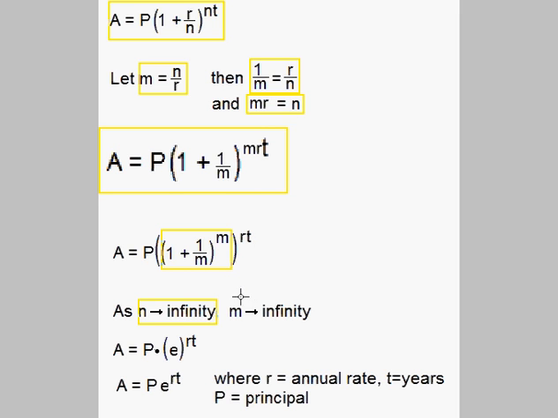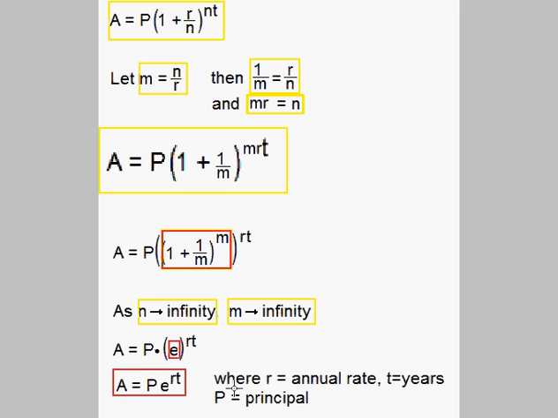Well, if n is going to infinity and n equals m times r, and r is a fixed rate, then m also is going to infinity. Well, the definition for E was 1 plus 1 over m to the m power as m goes to infinity. So we can take that whole quantity out right here, the 1 plus 1 over m to the m power, and replace it with E. So we get the equation A equals P times e to the rt power, where r is the annual rate, t is the years and P is the principal.